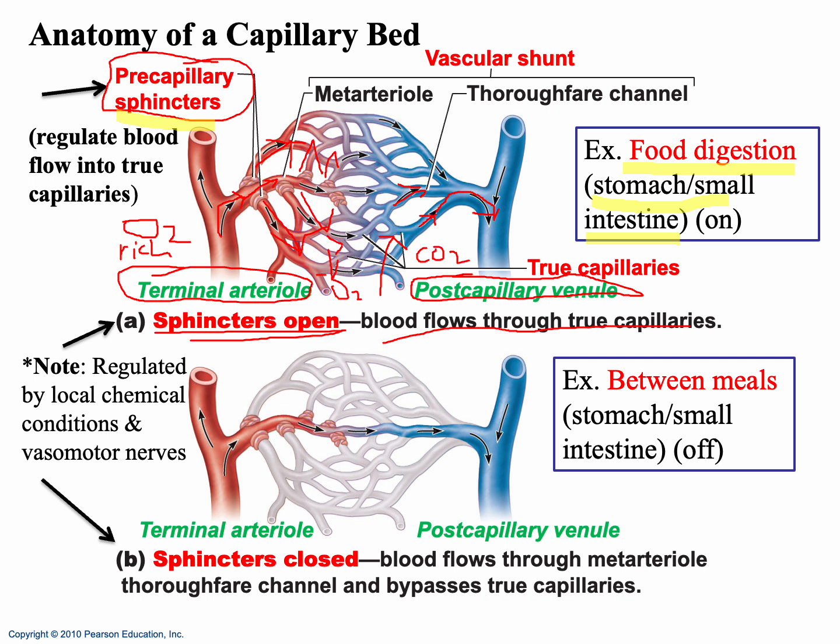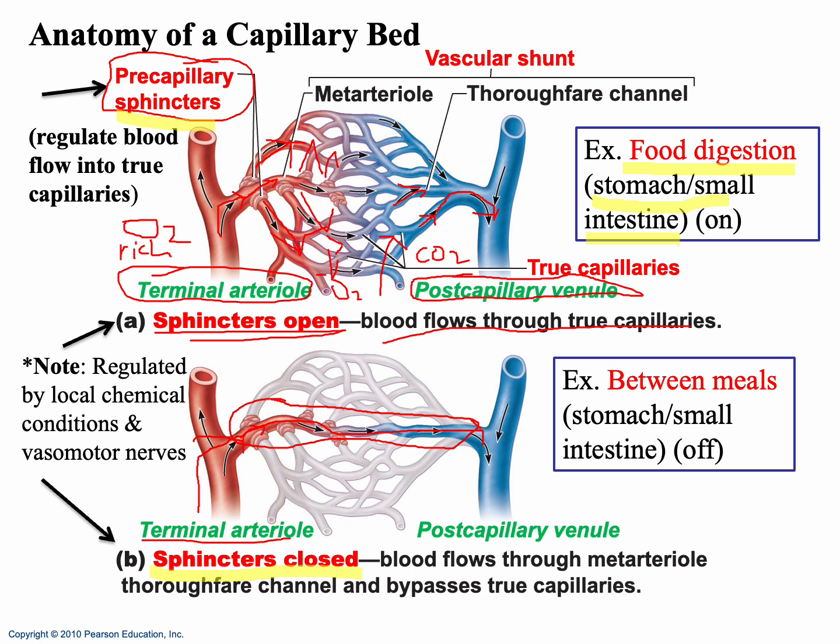In contrast, if we look at the below picture, here we can see the sphincters are closed. So now blood goes through that terminal arteriole, and the sphincters are closed. So you just have a little bit of blood flow going through, and that's only through the vascular shunt. This is the vascular shunt, this portion of the capillary bed. You have no blood flow going through the true capillaries.